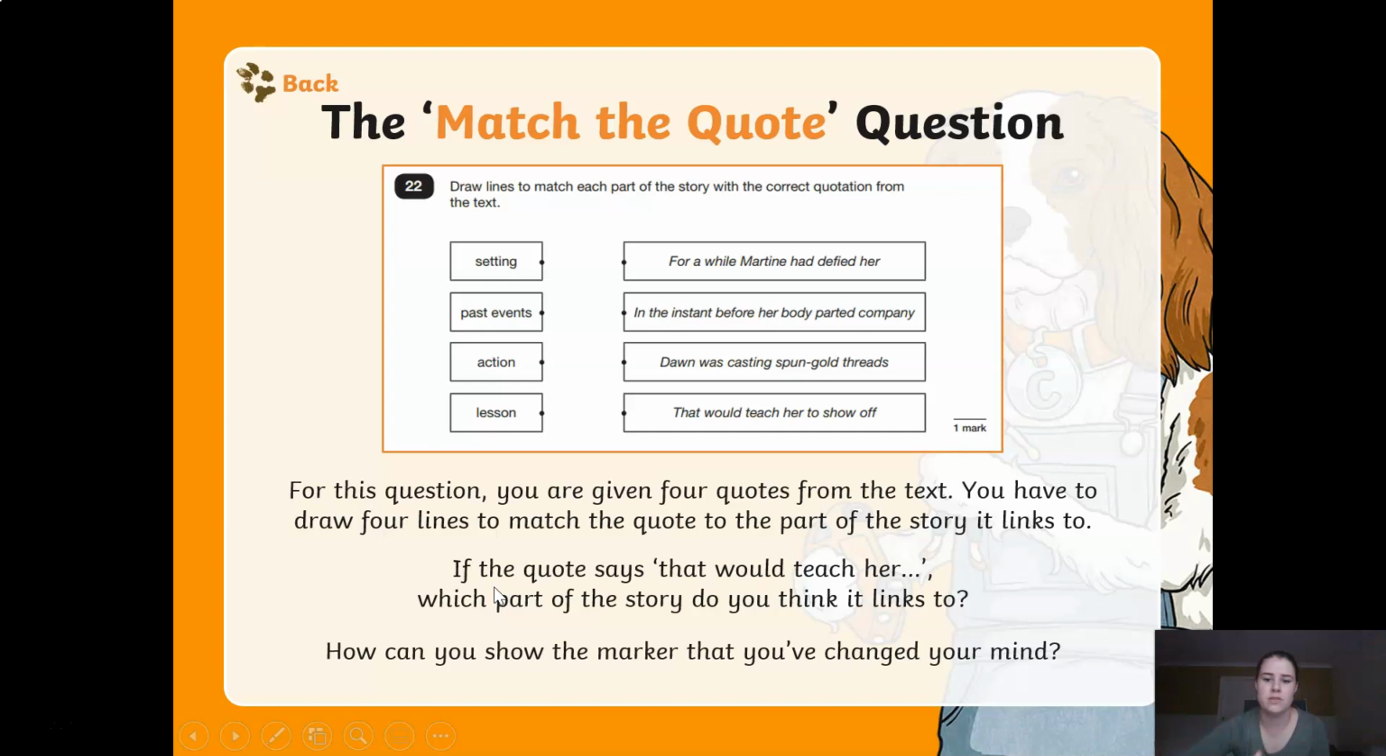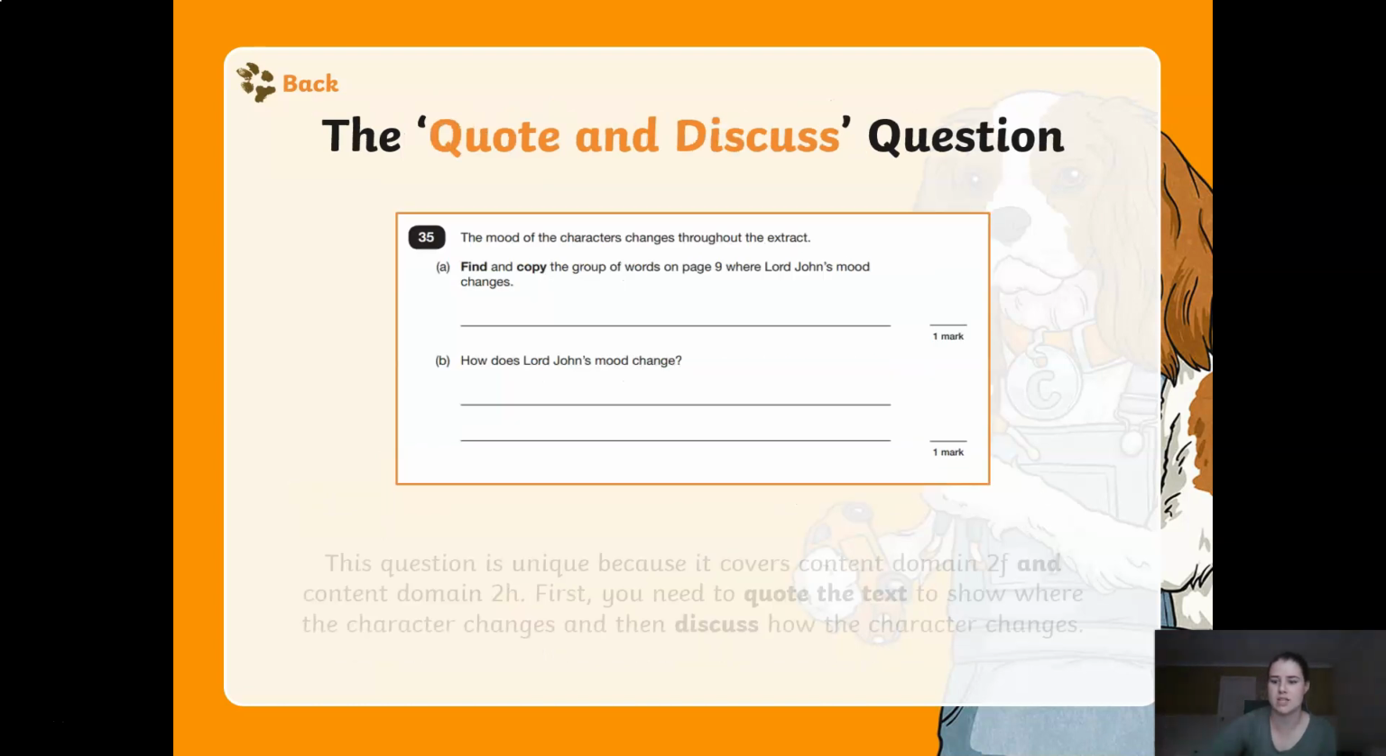We need to think, well, which part of the story does that link to? So when you think for your lessons, when I'm teaching you during a lesson, and a lesson is where there's an element of something to be learnt from it, okay? So again, that's using some of the key vocab and knowledge there. Well, hang on, that's asking you, there must be some form of teaching going on. Now, it's really key then to think there, well, hang on, how would you show the marker that you've changed your mind? So that would be one of those ones we'd have to look at making sure we're crossing out lines and matching them correctly.